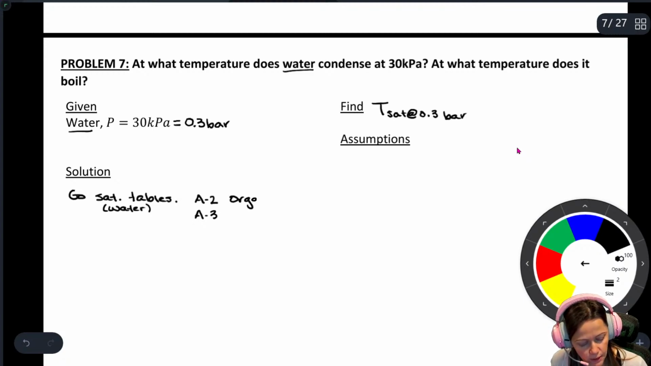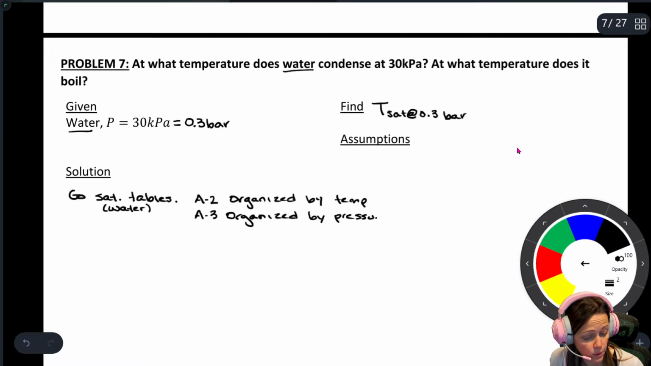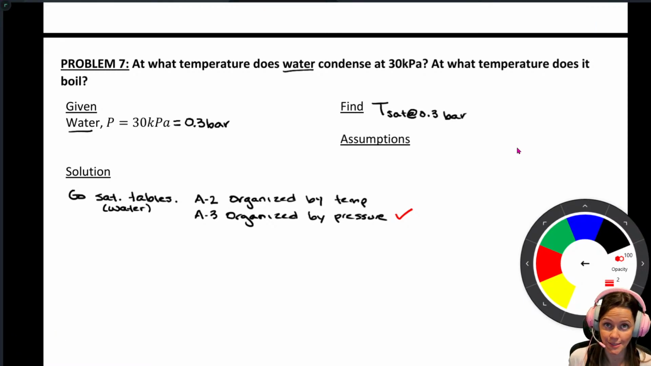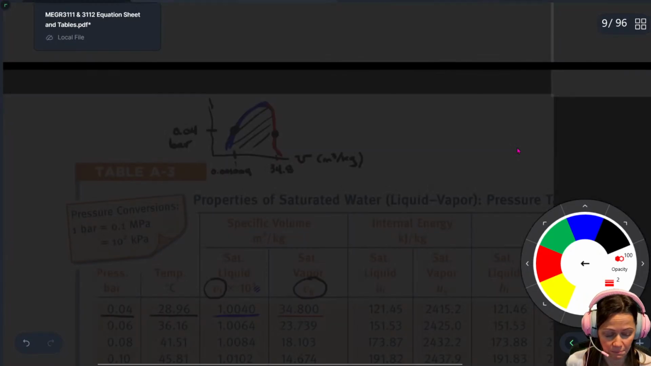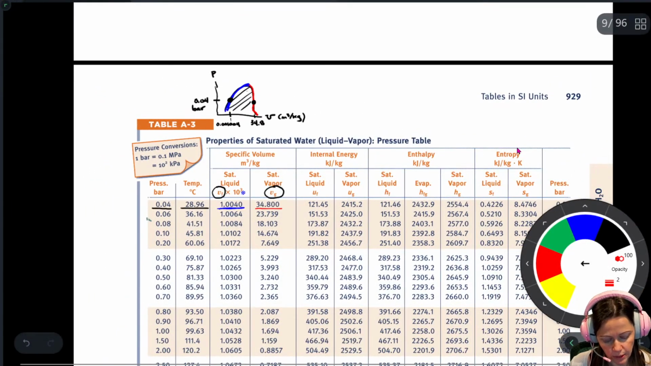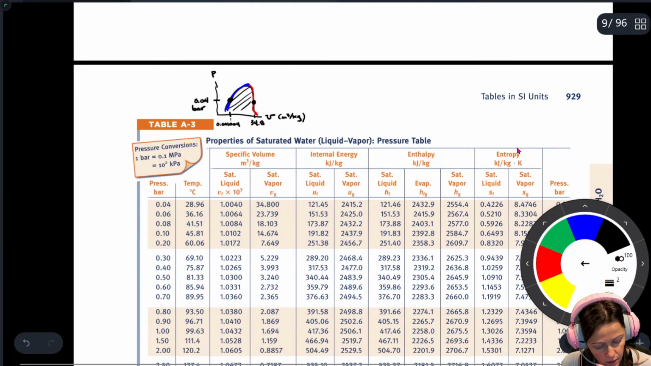A2, that's organized by temperature. A3 is organized by pressure. And we don't know the temperature. We have the pressure. So I'm going to go to the one that's organized by pressure. But keep in mind, it's the same information and we could get the same answer either way. All right, so I'm going to table A3 and I'm just going to look up.